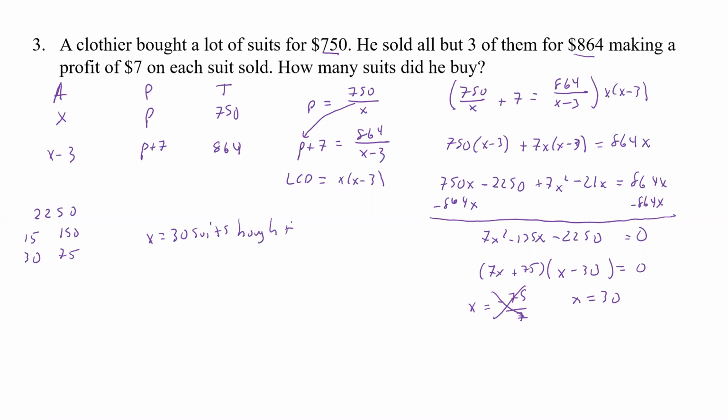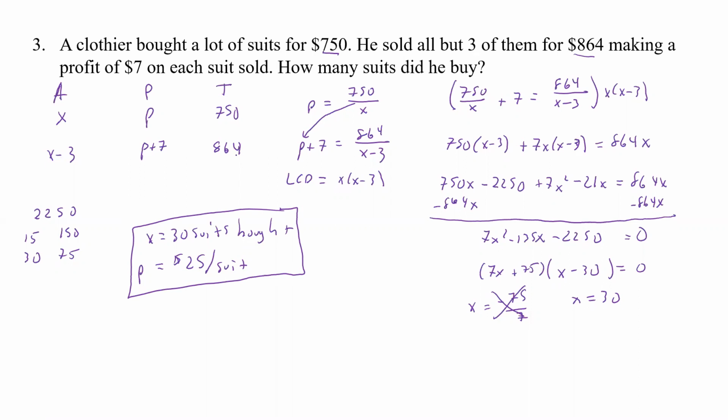bought. And so that's all it really asks for, but we can take our 750 divided by our 30, and we find out that our P is equal to $25 per suit that they bought. So those are the two possible key items they might want. Now, if they subtracted 3, then that'd be 27. Added 7, that'd be 32, and then we'll get our 864.